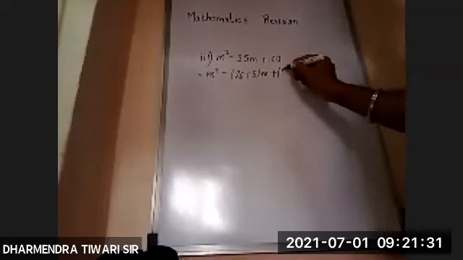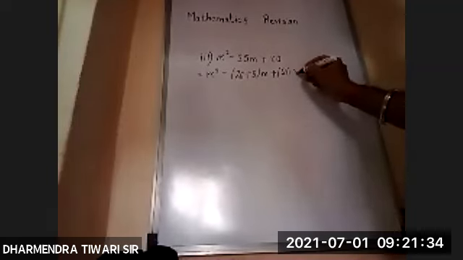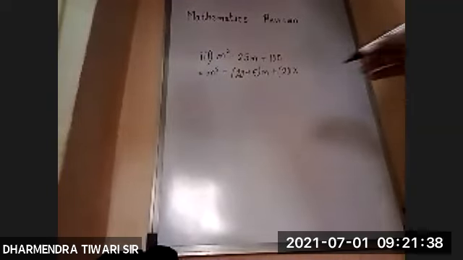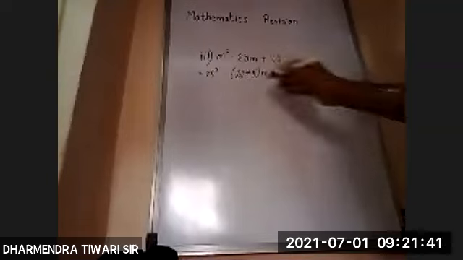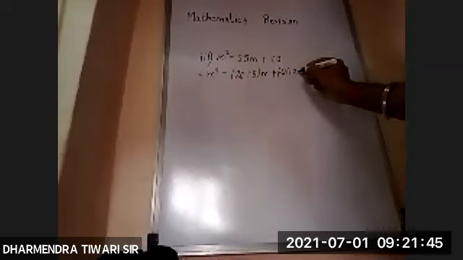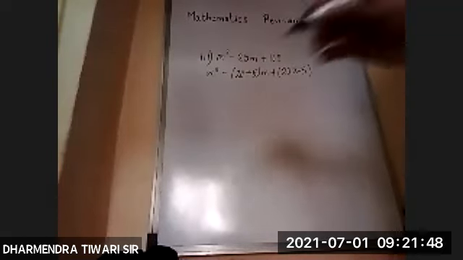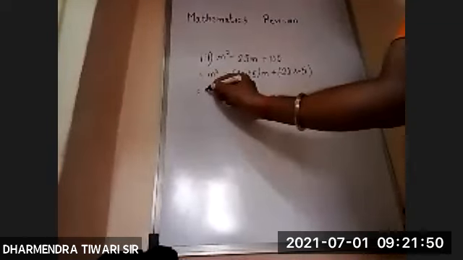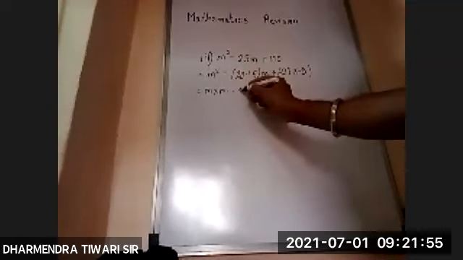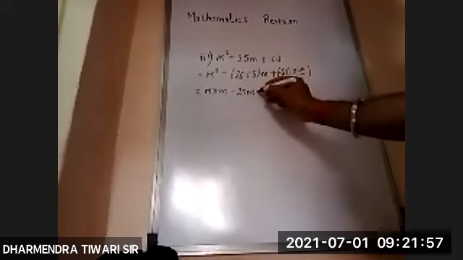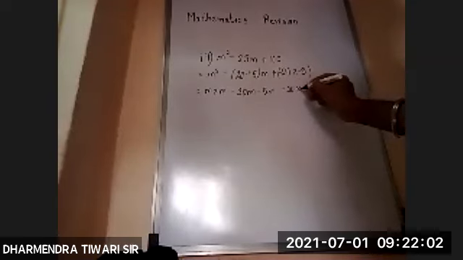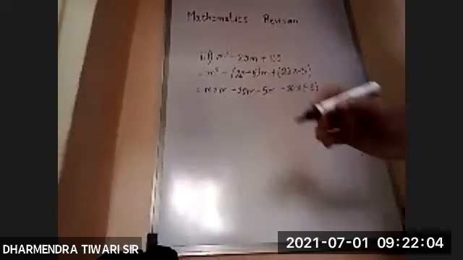This can be written as 20 into 5, but as we are having minus 25, here also minus 20 minus 5. So m square can be written as m into m. Open the bracket, minus 20m minus 5m plus minus 20 into minus 5.